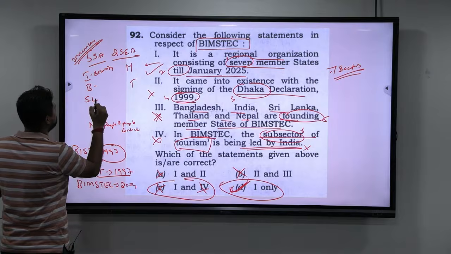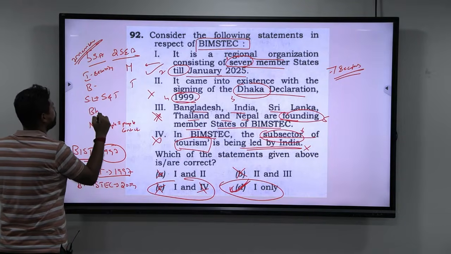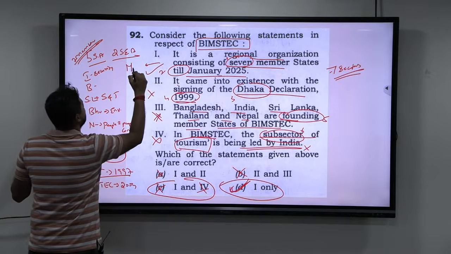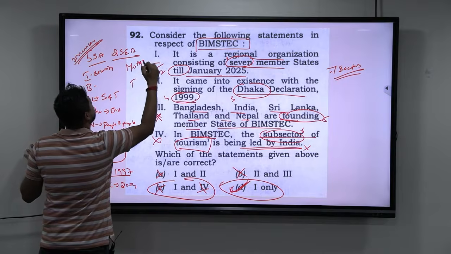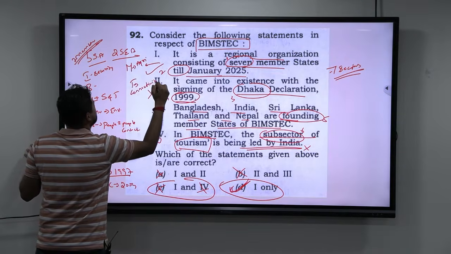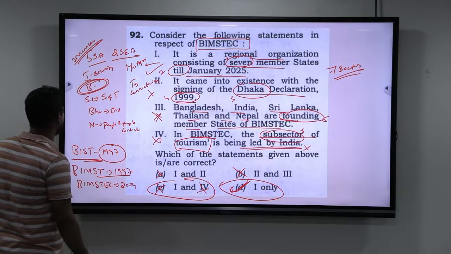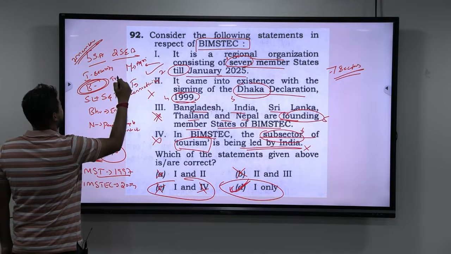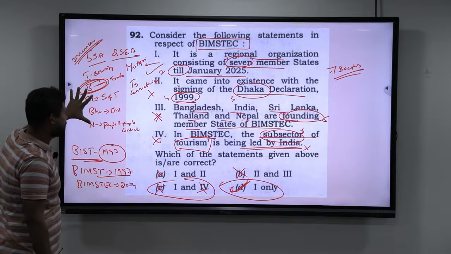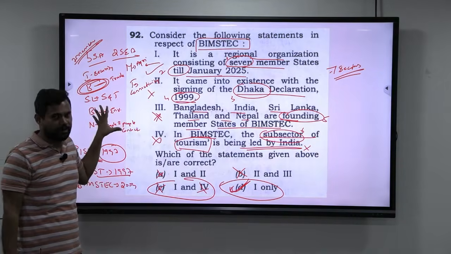Then Sri Lanka has been given the sector of science and technology. Bhutan has been given the sector of environment. Myanmar has been given the sector of agriculture. Thailand has been given the sector of connectivity. And Bangladesh has been given the sector of, I think, trade. So these are the 7 different sectors that are given as responsibility to 7 different members.